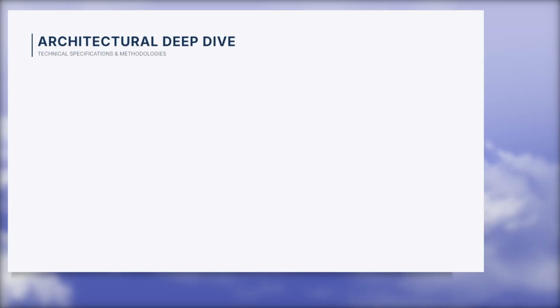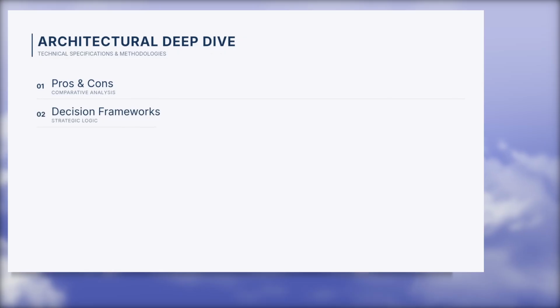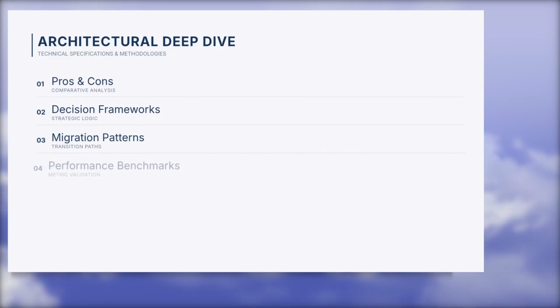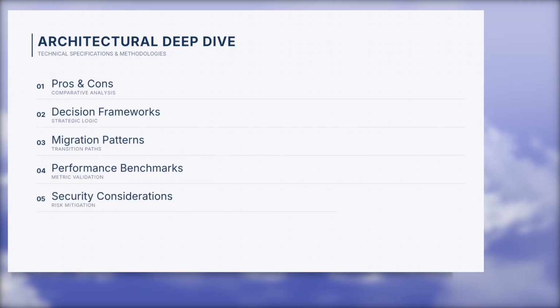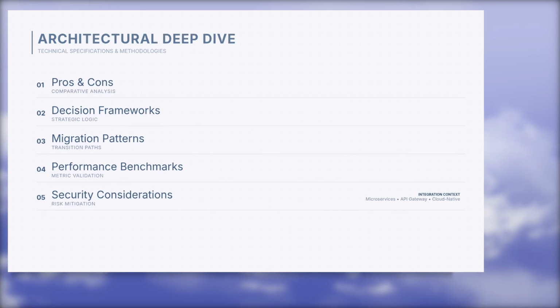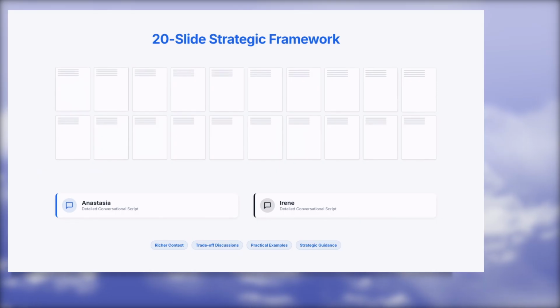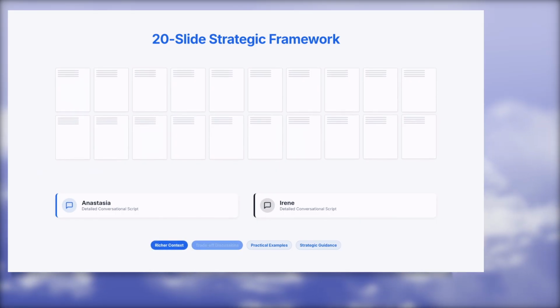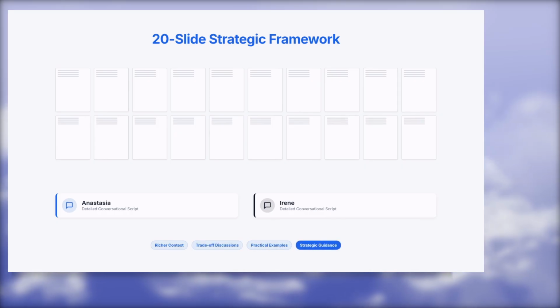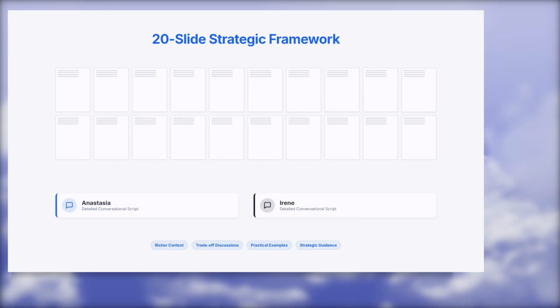The session is designed to run 18 to 22 minutes, approximately 60 words per minute, total word count 1900 to 1950, with natural delivery and significantly expanded explanations, including detailed pros and cons comparisons, real-world decision frameworks, migration patterns, performance benchmarks, security considerations, and integration with prior microservices, API gateway, and cloud-native concepts to help you make informed architectural choices.